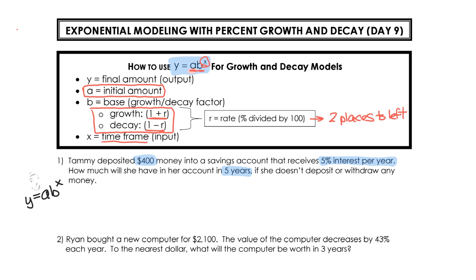So now that I know what formula I'm using and why I'm using it, in that formula, we have 4 variables, basically. We have y, we have a, we have b, and we have x, okay? Y is what she's going to get out. That's always going to be our final amount or our output. We don't know what she's going to get out after putting this money in.